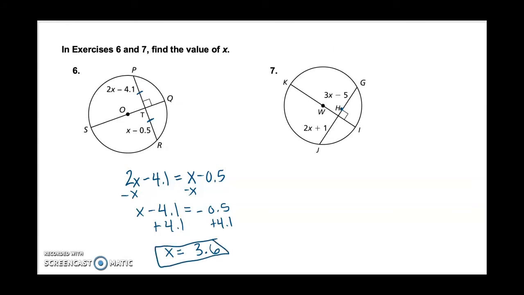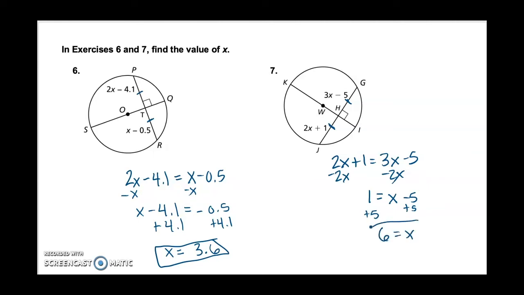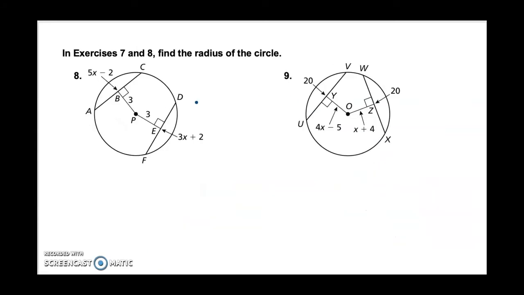Okay, number 7. Again, same idea. This being perpendicular tells me that it's bisecting this chord, so those two pieces are the same. So 2x plus 1 is equal to 3x minus 5. Alrighty, gotta get the x's by itself, so subtract 2x. I get 1 is equal to x minus 5. Add 5, and we get that x is equal to 6 for this one. So fairly straightforward.